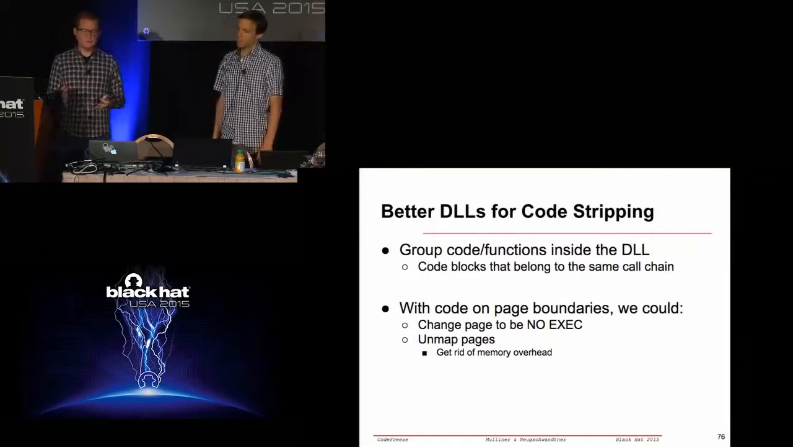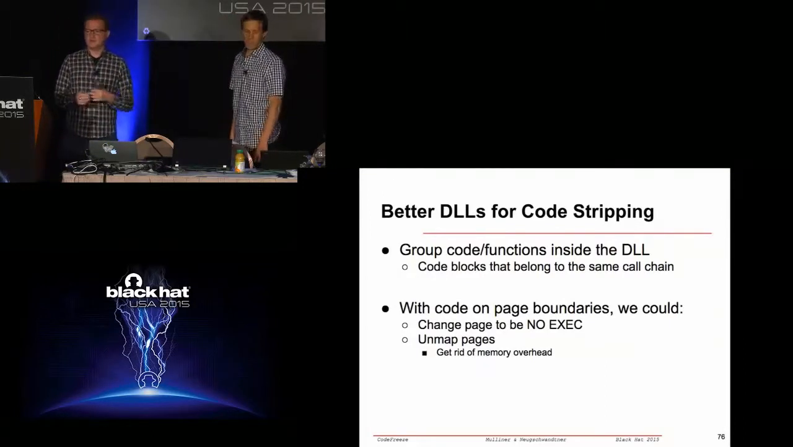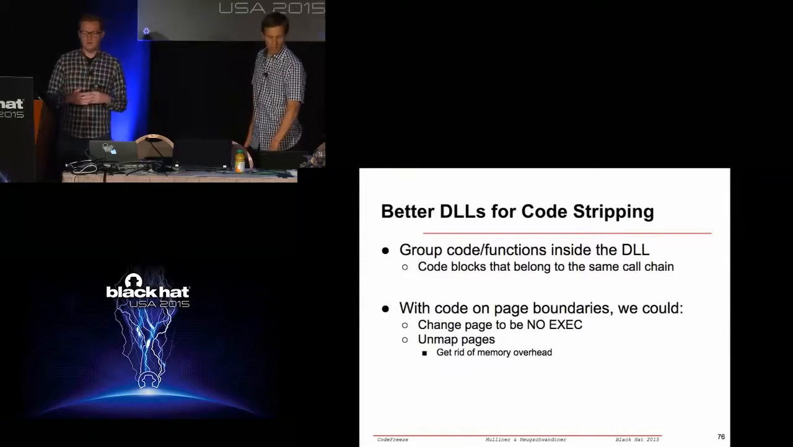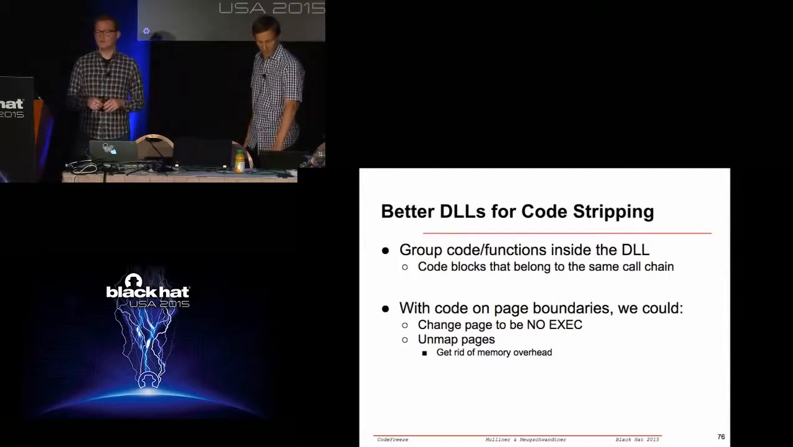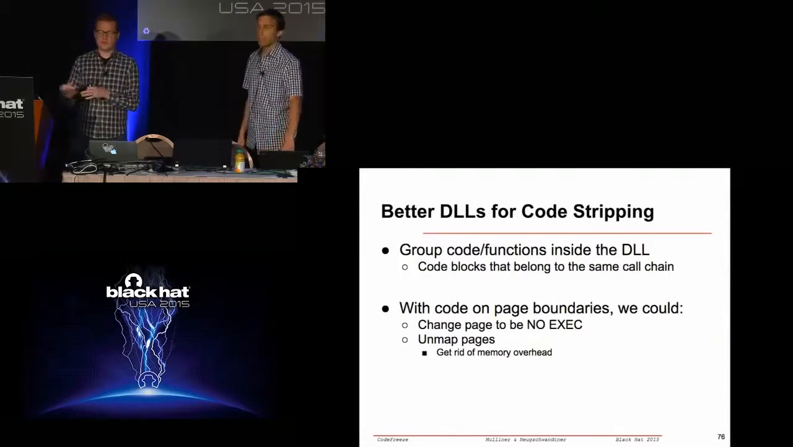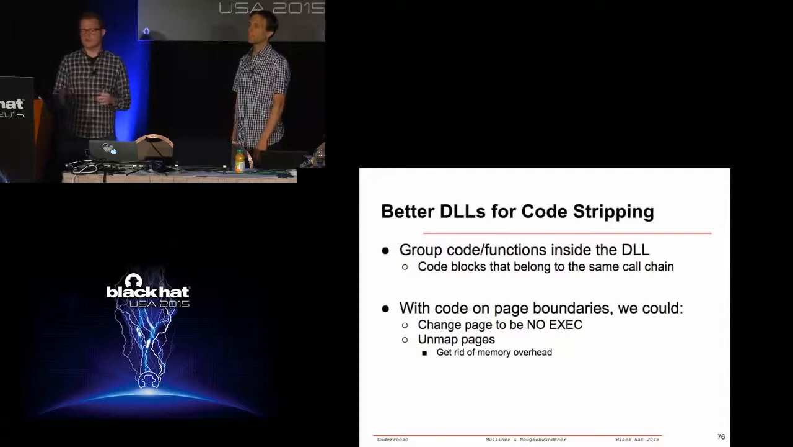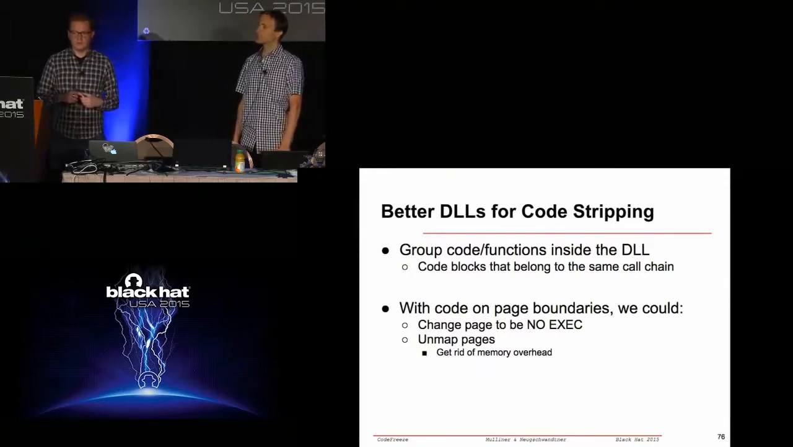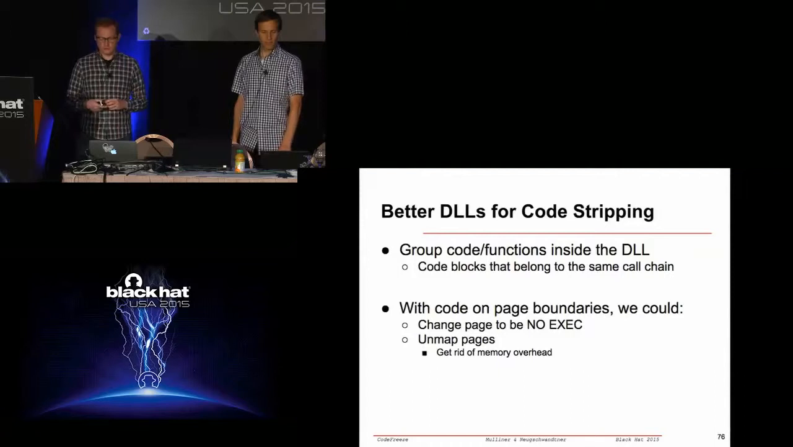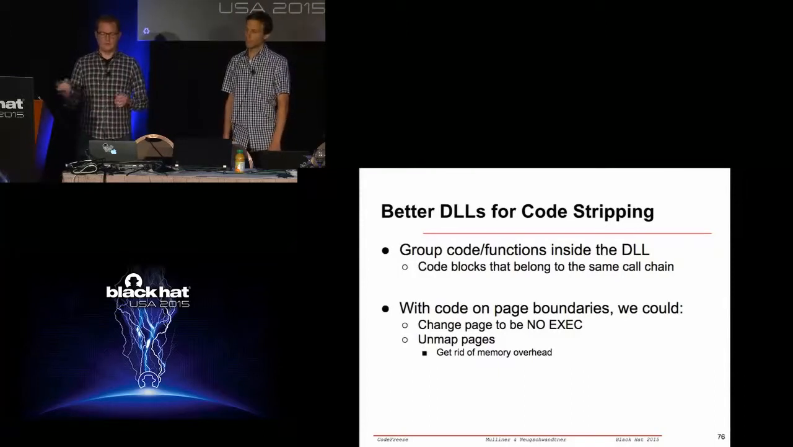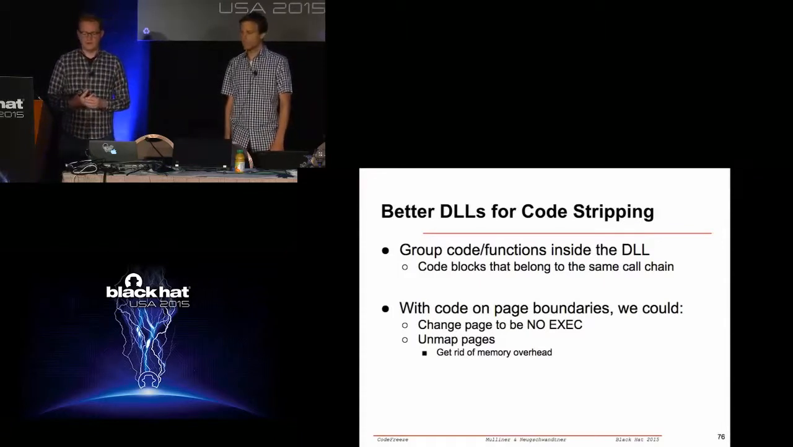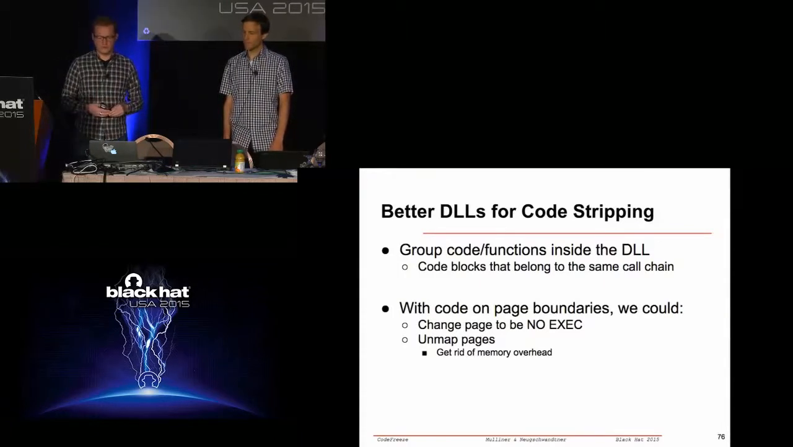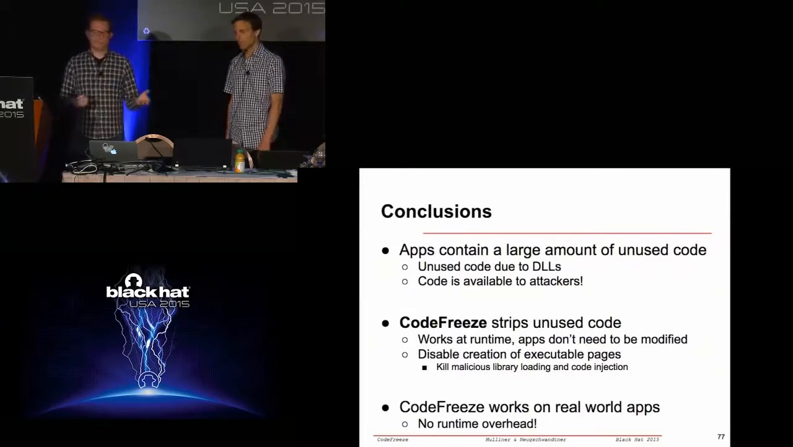Also, if we group code together, we can make sure code starts or ends on page boundaries, because then, instead of overwriting or unmapping, we can just change the protection of that page to be not executable. So there are multiple ideas for what you can do to the system DLLs to improve our system even more, without actually changing the applications that sit on top.